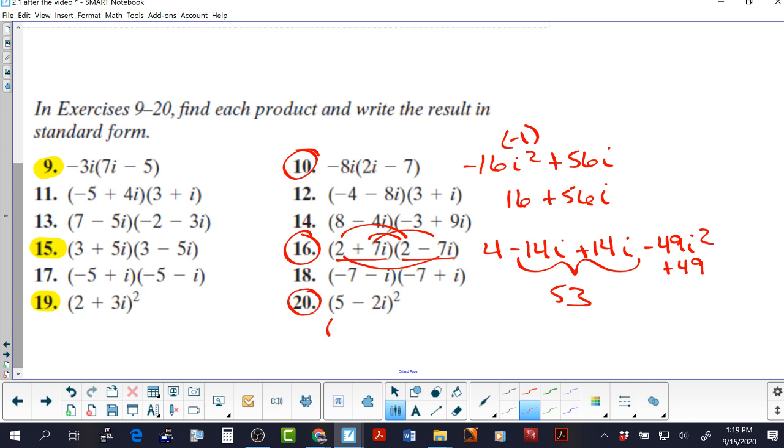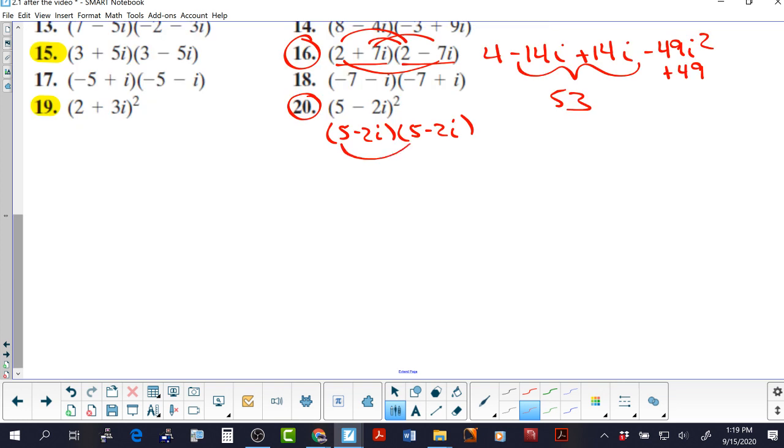Let's do 20. 5 minus 2i, 5 minus 2i. And we're going to FOIL. So let's see. Can I not extend this page? No, I guess it's how it is now. That's okay. So 25 minus 10i minus 10i, but then plus 4i squared. So 25 minus 4 is 21 minus 10i.